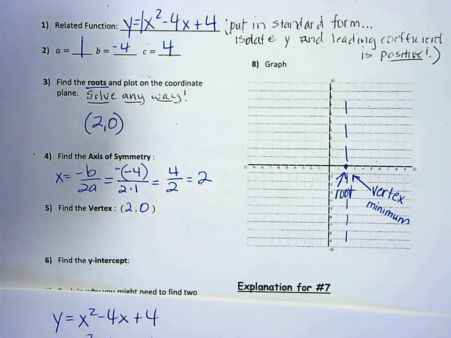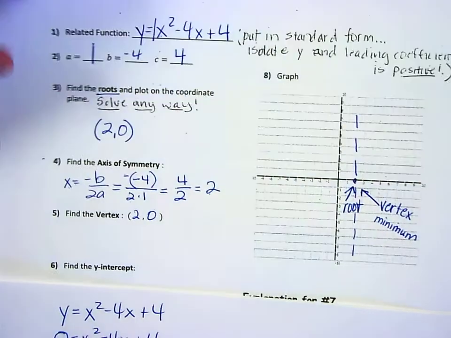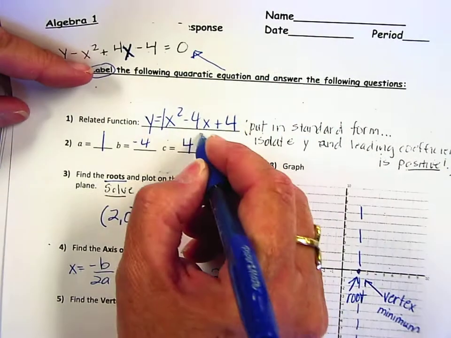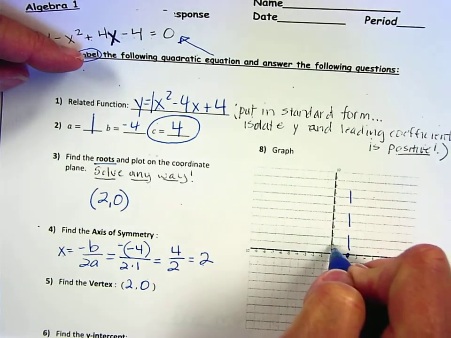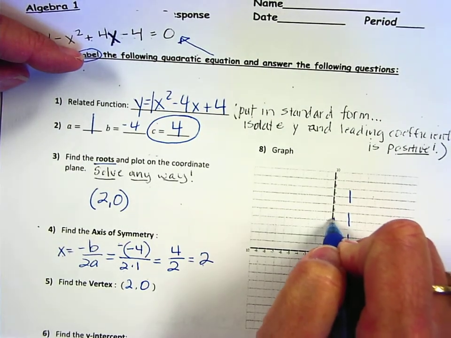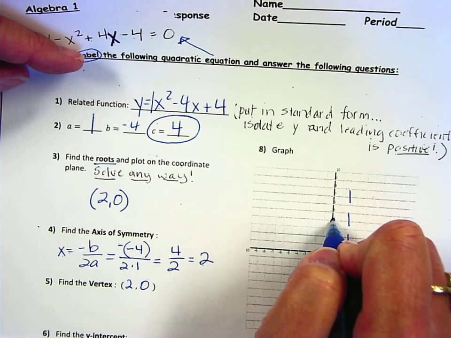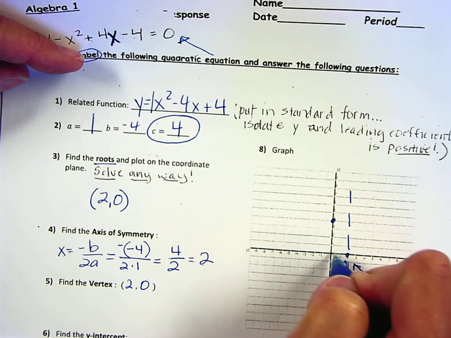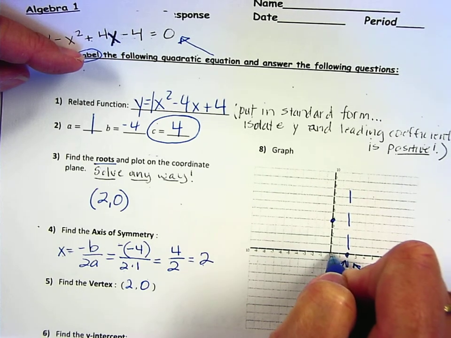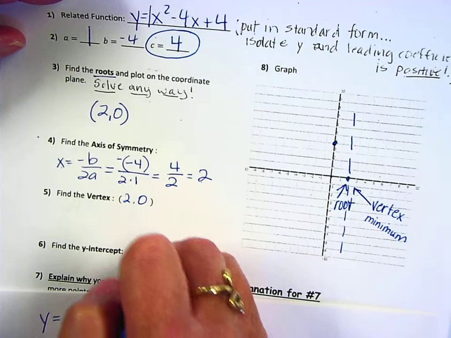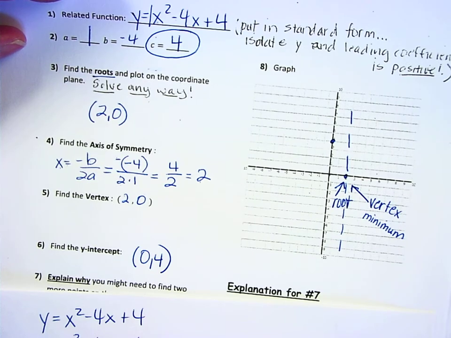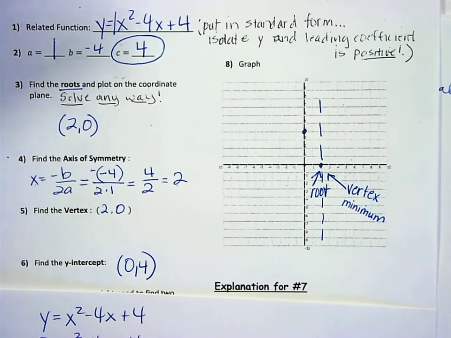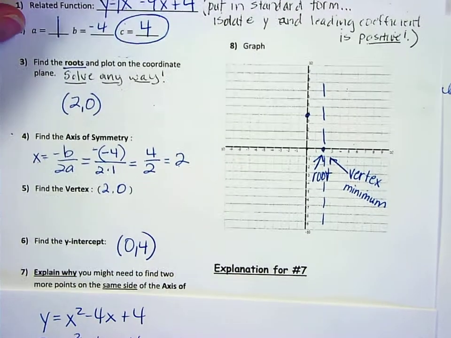Find the y-intercept. Well, I know that the y-intercept is my c term. And if c is 4, then I know my y-intercept is 4. And that point right there, x is 0, it's not here, it's not here, it's right here, and y is 4. So there is my y-intercept. Okay, now I have 2 points on my graph so far.